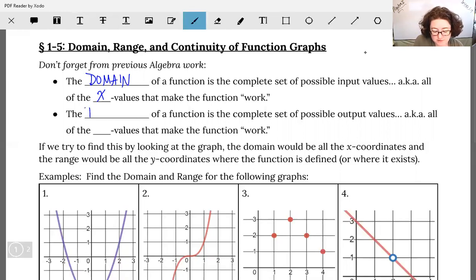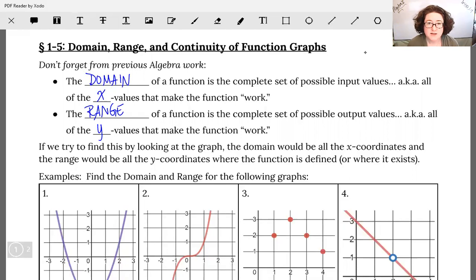Our range of a function is going to be all the possible outputs. So in other words, all of the y values that are kind of spit out of the function that in essence help make that function work too. Sometimes we'll look at things from the y perspective, and sometimes we'll look at things from the x perspective. So both values need to exist for that function to work in whatever instance.